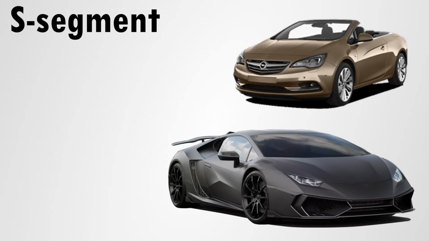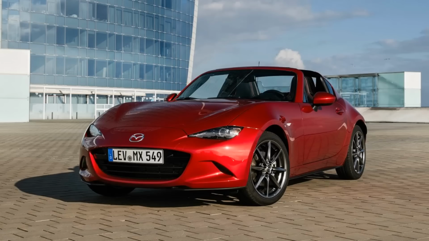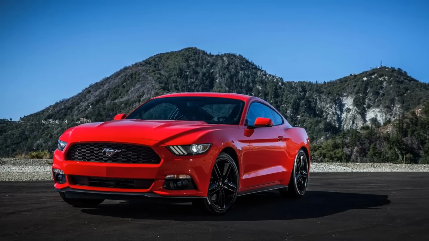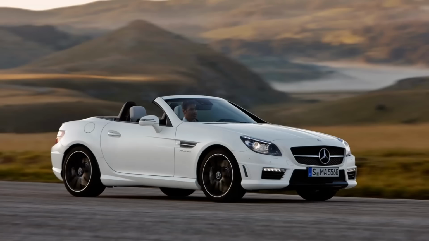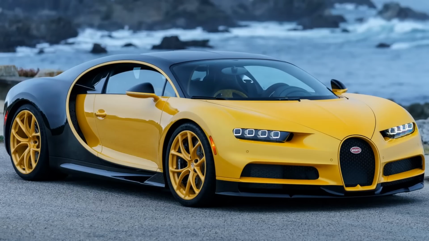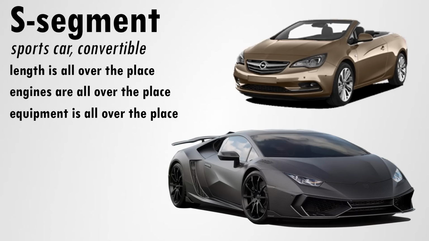S is for... the S segment, the very last segment. The S segment covers everything that is a sports car or a convertible. And once again, I mean everything that is considered sporty is covered by the S segment. So sports cars, muscle cars, pony cars, sports coupes, grand tourers, roadsters, two-seaters, supercars and hypercars. As you can imagine, the size and engine displacement are all over the place, especially in this category.